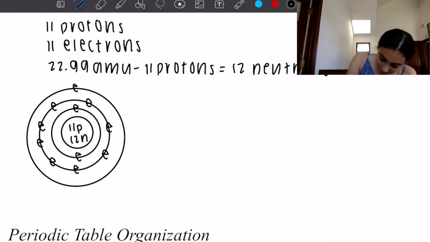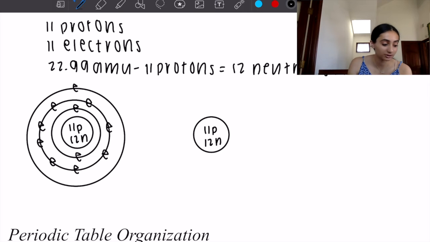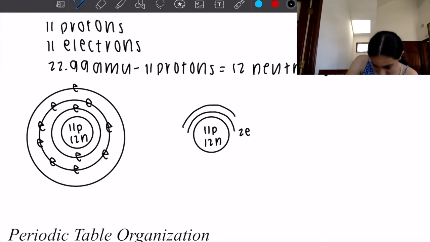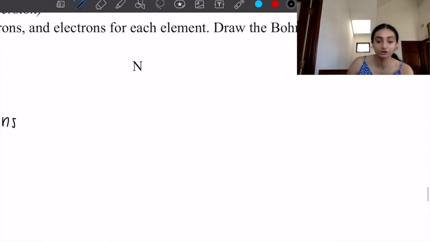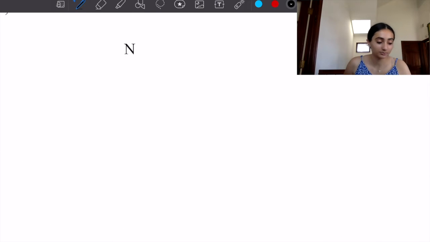Now I'm going to show you the short version, which is basically the same thing. We start by writing 11 protons and 12 neutrons, but instead of drawing a full circle, we're going to just draw a semicircle, and then each semicircle is going to represent 1 orbital, and we'll just write how many electrons each orbital has on the side. So the first orbital, as we see, has 2 electrons, and the second one has 8, and then the third one has 1. Okay, so that's our first example of drawing Bohr diagrams. Now give the nitrogen one a try on your own, and then we'll do it together.